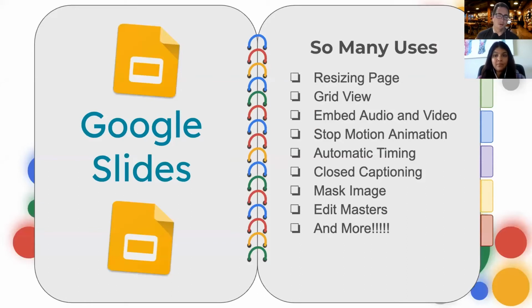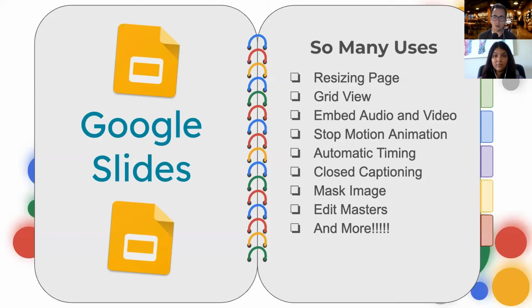Okay, so what are some ways that we can use Google Slides? So many different uses for it. We're going to talk about resizing the page. You can go through and change the size of the page. By default, it's set to presentation mode, like a widescreen, but you can change the size. If you want it to be 8.5 by 11, you can change it to 8.5 by 11. If you want it 5 by 5, you can do that.